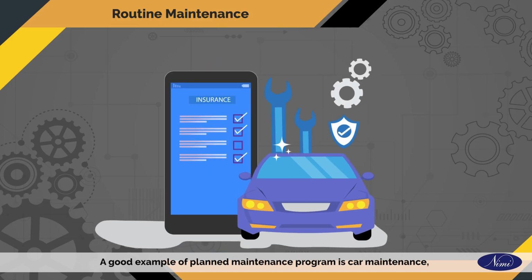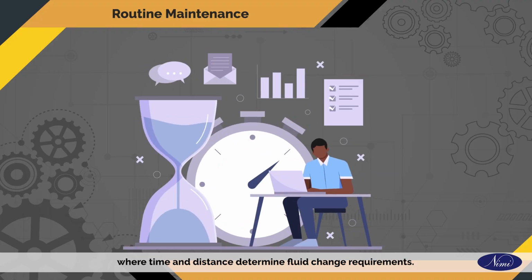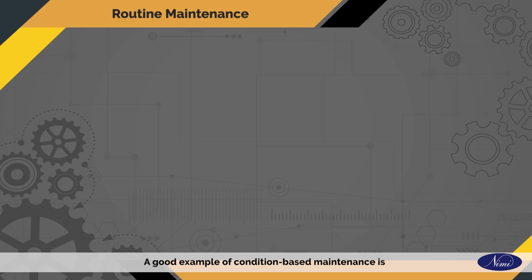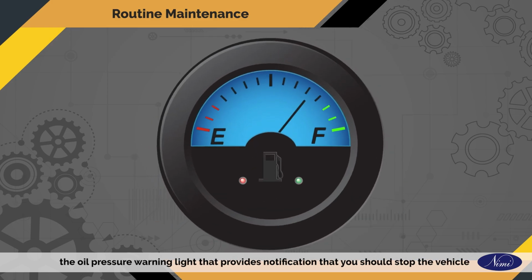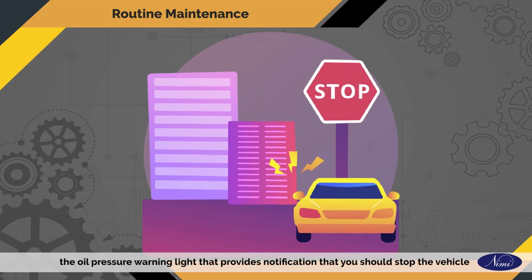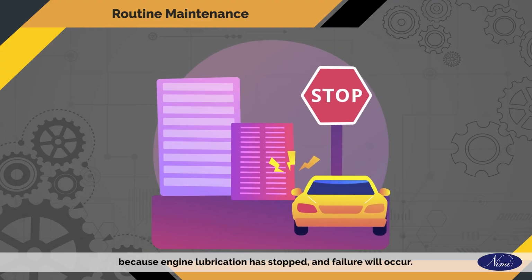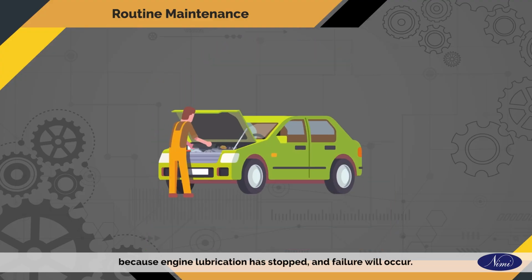A good example of planned maintenance program is car maintenance, where time and distance determine fluid change requirements. A good example of condition-based maintenance is the oil pressure warning light that provides notification that you should stop the vehicle because engine lubrication has stopped and failure will occur.